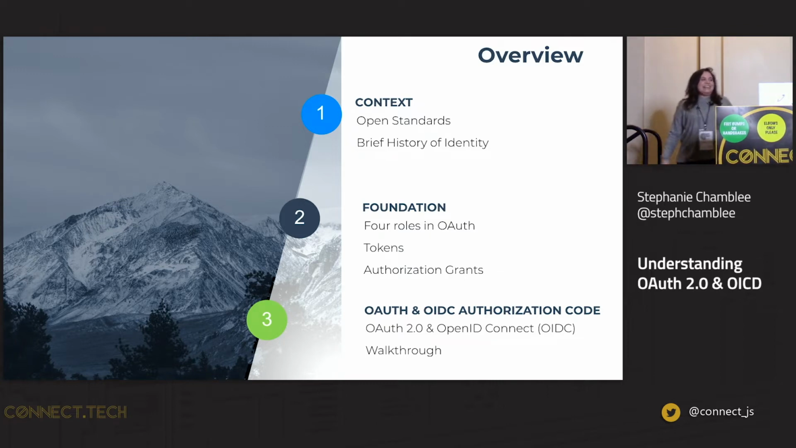All right, so here's an outline of what we'll cover today. First, I'll give some context, including information about open standards and a very brief history of identity. We'll then talk about foundational concepts, including the 4 rules of OAuth 2 and a spec used to transfer information called JSON Web Tokens. We'll then walk through an interaction between an authorization server and a client.